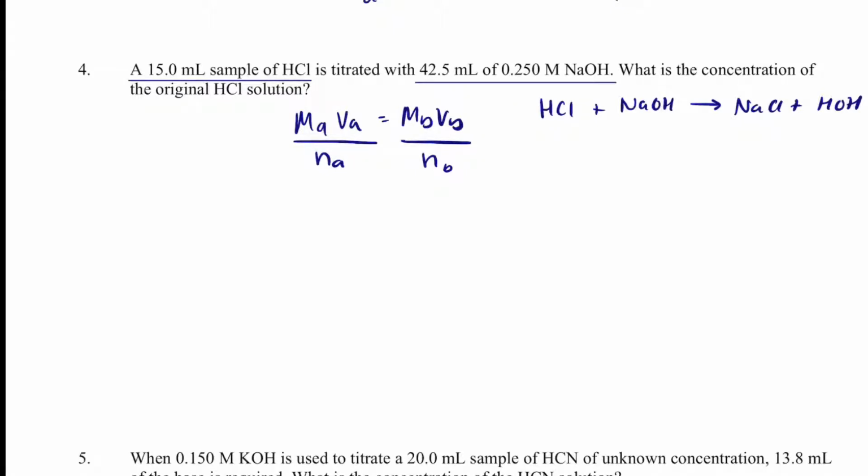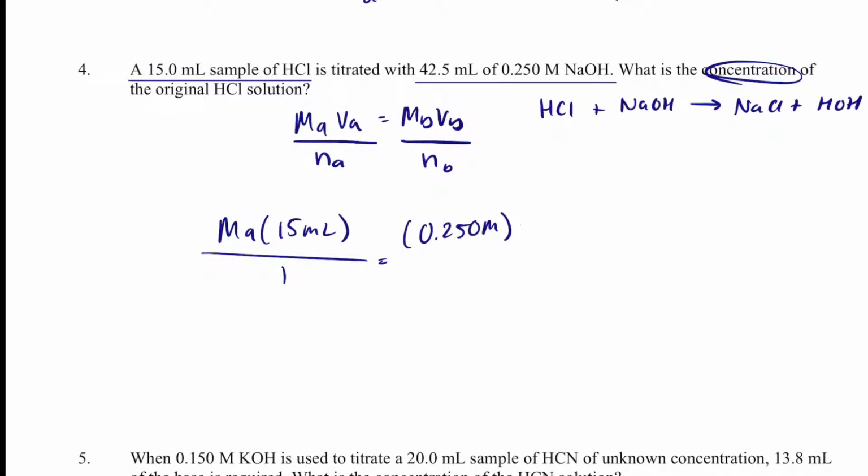We want to know the concentration, so that's MA. We've got 15 milliliters of HCl. The coefficient of HCl was 1. That equals a molarity, 0.250 molar, times 42.5 milliliters, divided by the coefficient, which is 1. So 0.25 times 42.5 divided by 15. And the molarity of my acid is 0.708 molar.